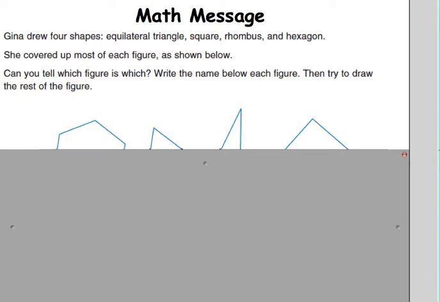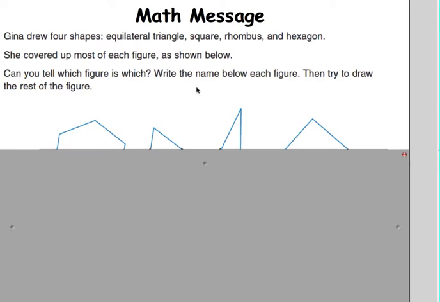Gina drew 4 shapes: equilateral triangle, square, rhombus, and hexagon. She covered up most of each figure as shown below. Can you tell which figure is which? Make sure you have written the name below each figure and try to draw in the rest of the figure.